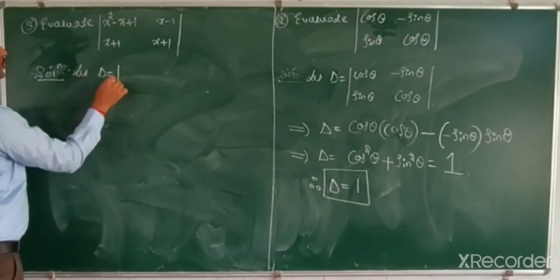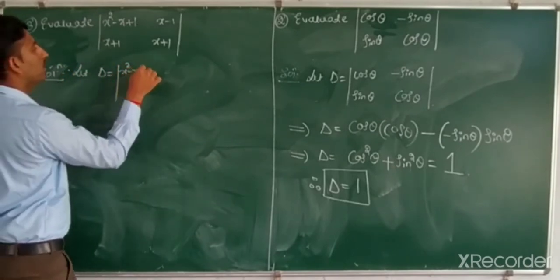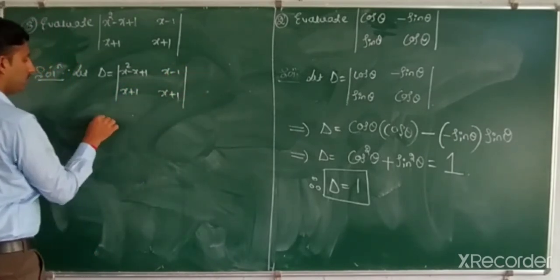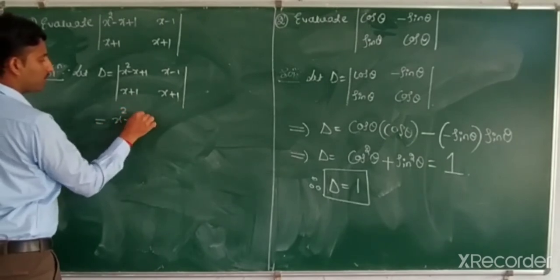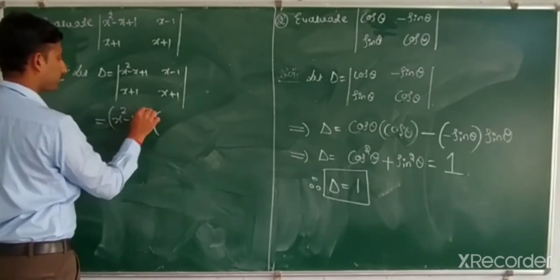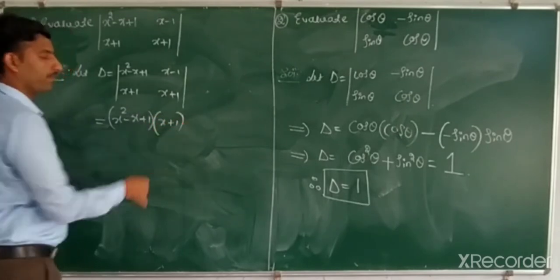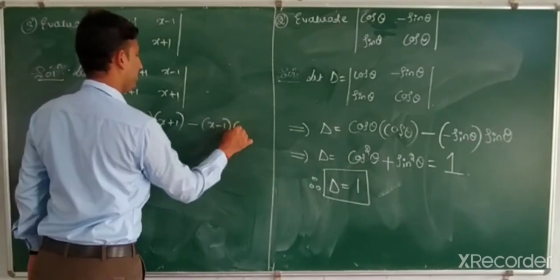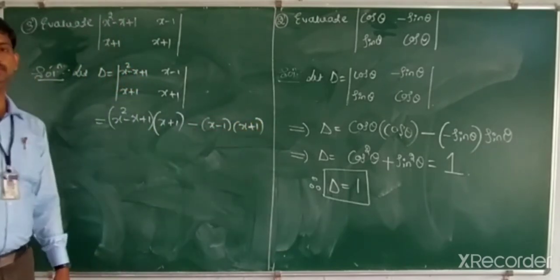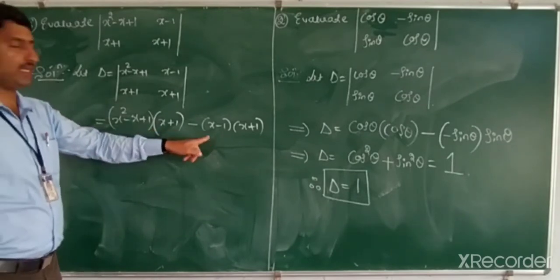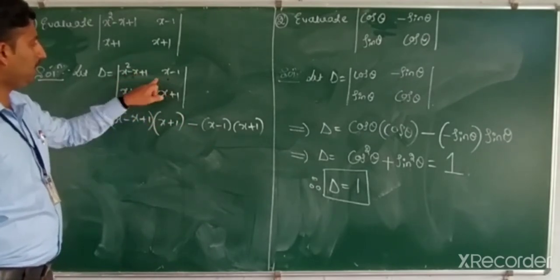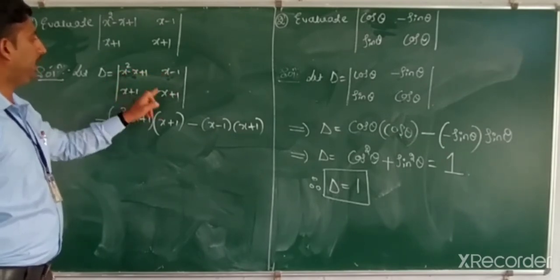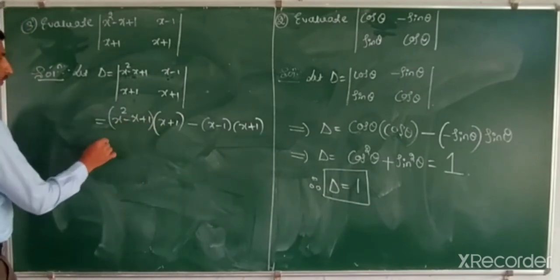Let delta be equal to x square minus x plus 1, x minus 1, x plus 1, x plus 1, which is equal to x square minus x plus 1 into x plus 1 into x plus 1 minus x minus 1 into x plus 1. Correct? Did you follow or not? Once again, I have to check this value A, B, C, D: AD minus BC. A, B, C, D: AD minus BC. Then what is the formula?